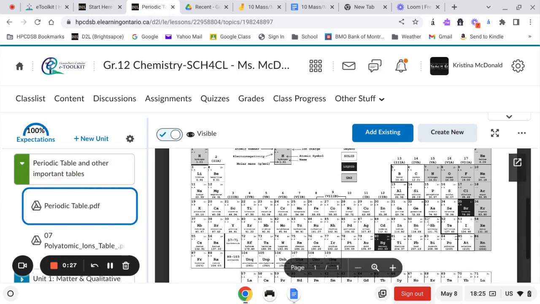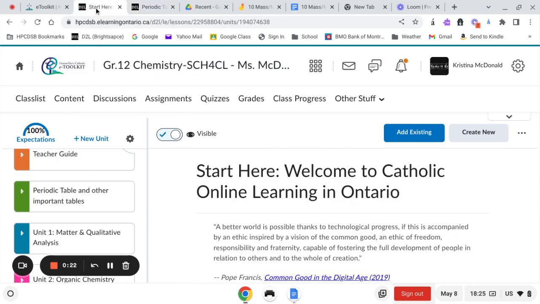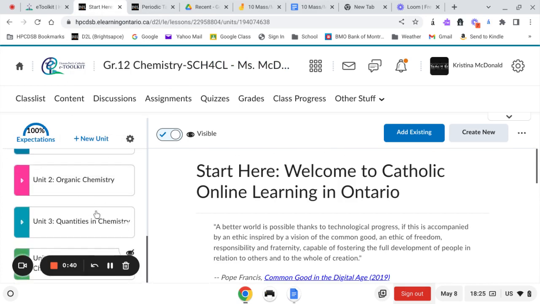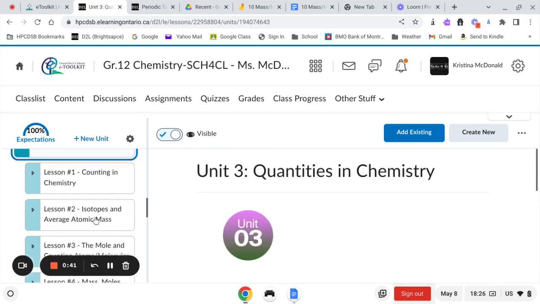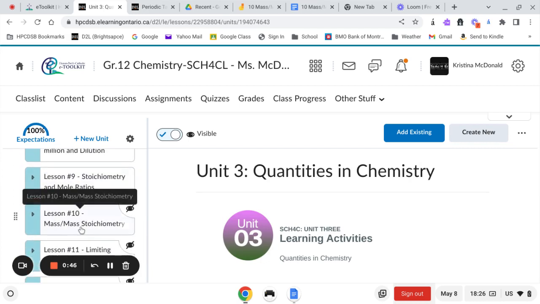And you're going to need that today because we are going to revisit molar masses and all of the masses of our elements on the periodic table. If I just go back to this content page, we want to scroll down to Unit 3, and we want to go down to Lesson 10. Okay, so even though this is numbered Lesson 10, we aren't actually doing anything new.